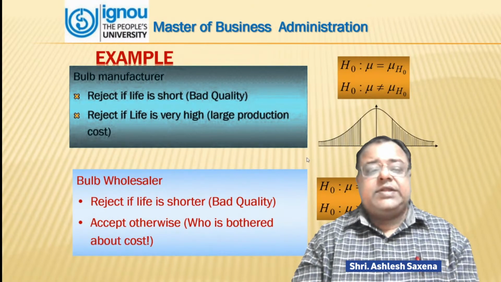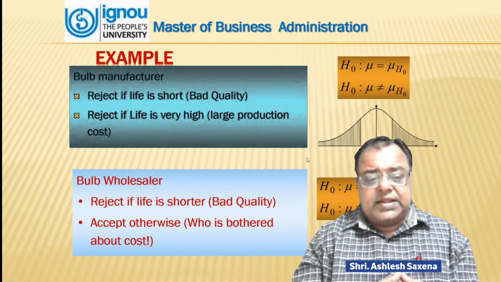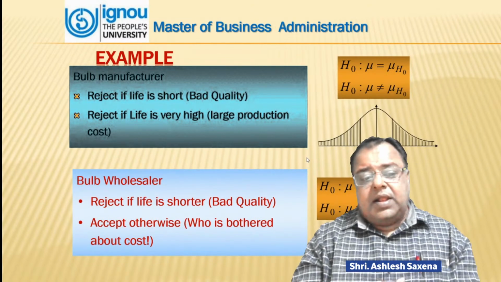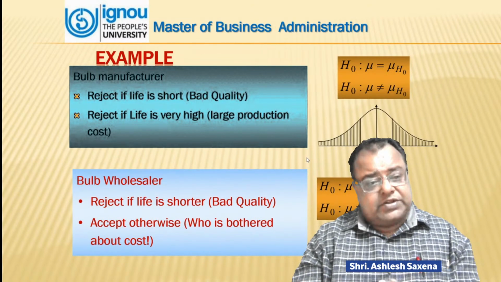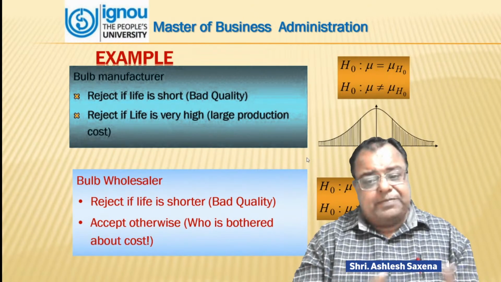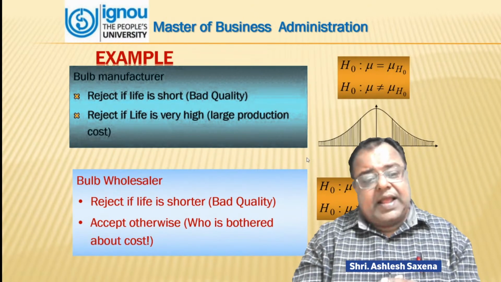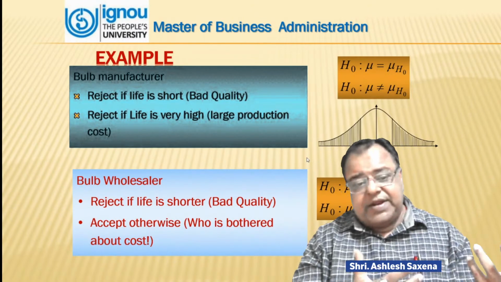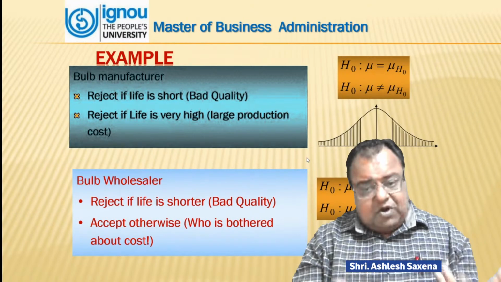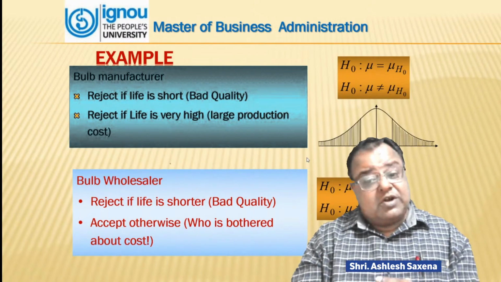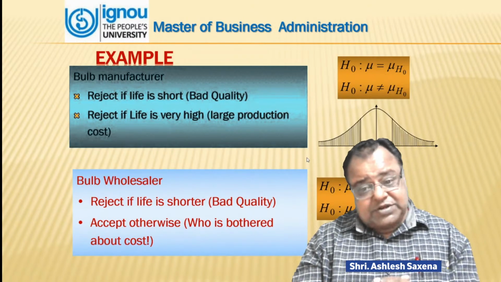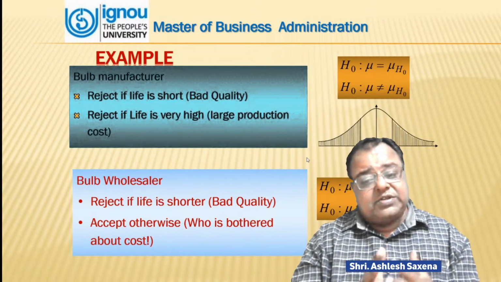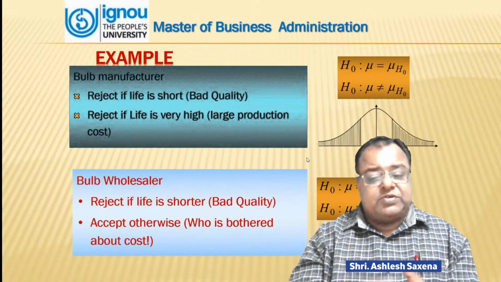Similarly, if we move on to another example, a bulb wholesaler, he rejects if the life is shorter, that is, of bad quality, and otherwise, who is bothered about the cost? The parameter of cost is not considered. Then in that case, H0 is mu equal to mu0, and the alternate hypothesis H1 is mu greater than mu0, and graphically it is shown below.